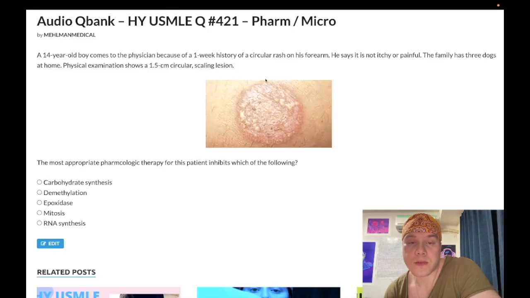How's it going, guys? So we have a very easy question for mixed pharm slash micro. Exceedingly high yield, bread and butter, not just for Step 1, but also for Step 2. They will show you this on family medicine and expect you to choose the treatment. Obviously, mechanisms of action, very Step 1-ish.